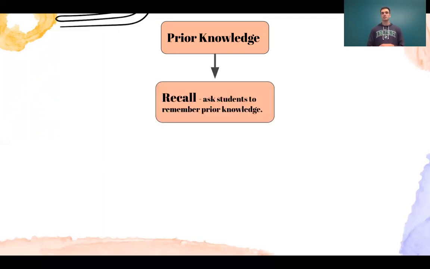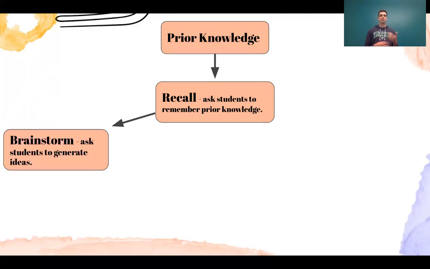This is our prior knowledge. The first type of question we often ask is a recall-based question. So what do you remember about this? Where are you at currently? Then we can, from there, branch off in many different directions.